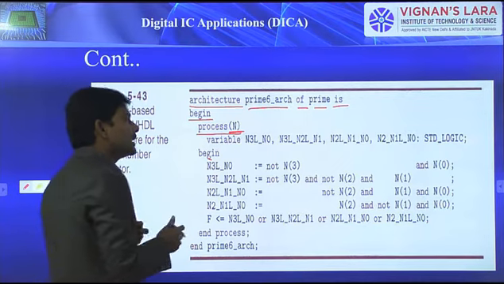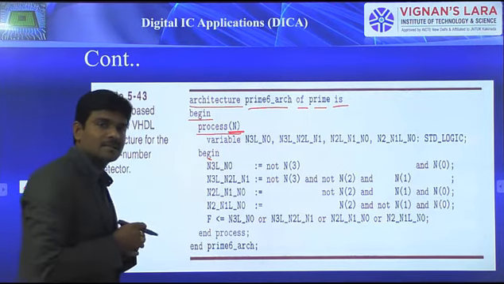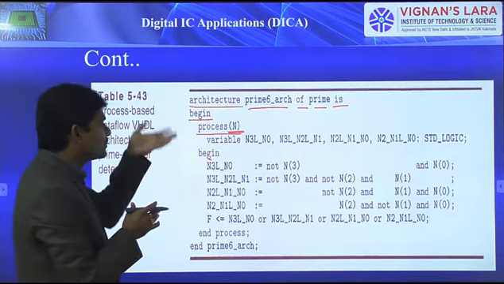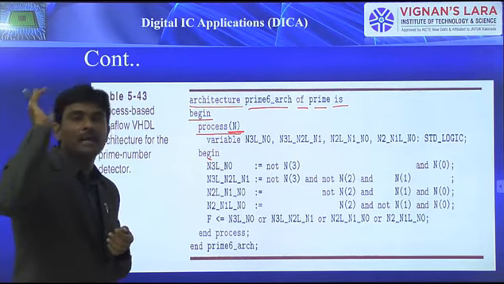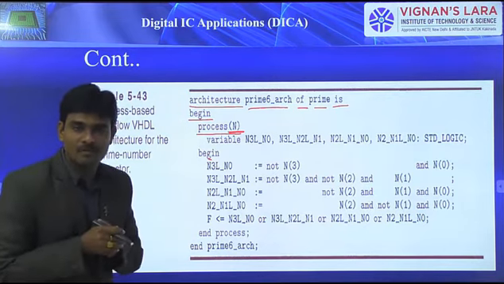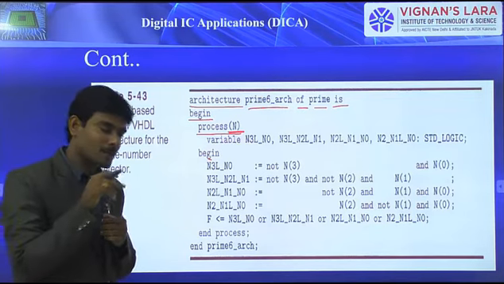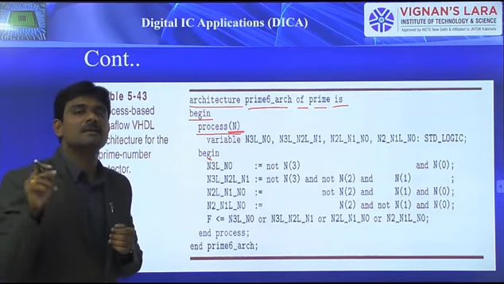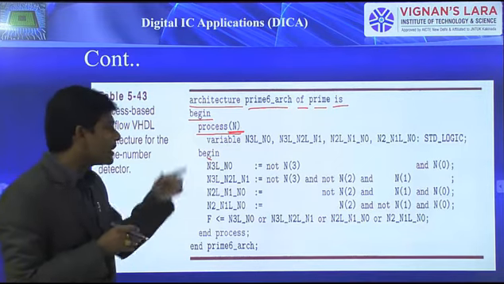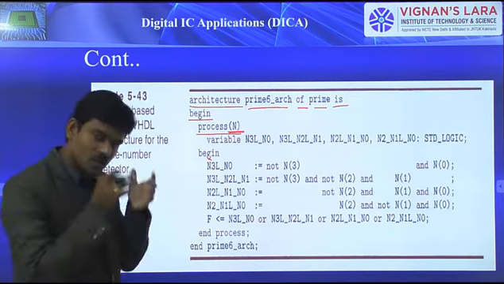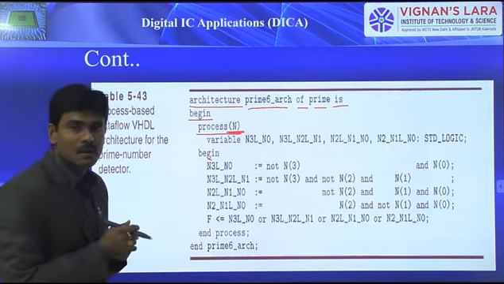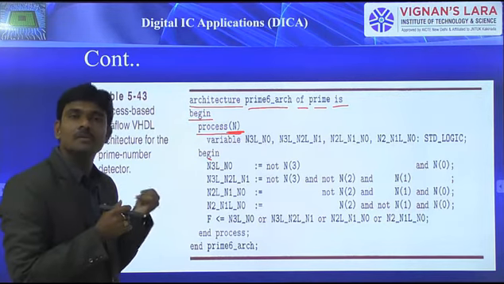Okay, coming to the prime number detector, the sensitivity list is obviously the inputs, since outputs are going to vary with respect to inputs. Here the inputs we described are N0, N1, N2, N3. These four are the inputs for the prime number detector. Anyway, in the entity declaration part we mentioned N as an array, N colon in std_logic_vector 3 down to 0, which is going to represent the inputs. So here I mentioned all those inputs. Here N indicates that it covers all of N0, N1, N2, N3.